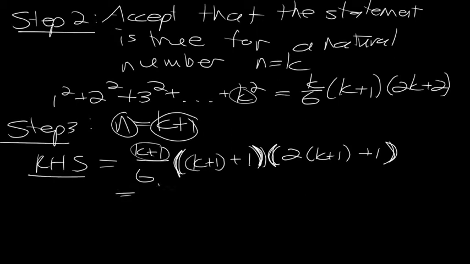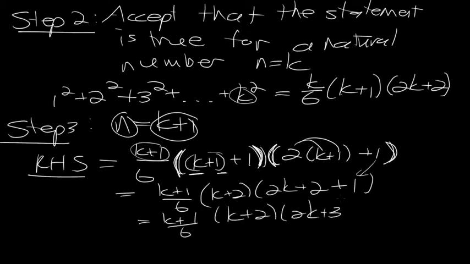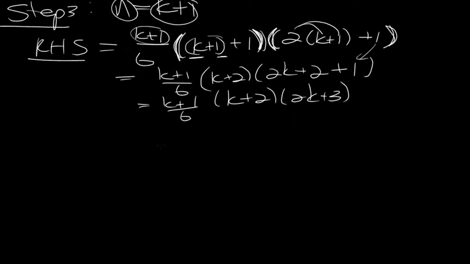Then let's simplify this. This is k plus 1 over 6. Then you have k plus 1 plus 1. These two brackets can fall away. So it's k plus 1 plus 1, so it's just k plus 2. And then it's 2k plus 2, if I multiply the 2 in there, 2k plus 2, plus the 1 that goes there. Then you have as a solution k plus 1 over 6, and then you have k plus 2, 2k plus 3. But let's write this a bit neater so that we know where to work towards.